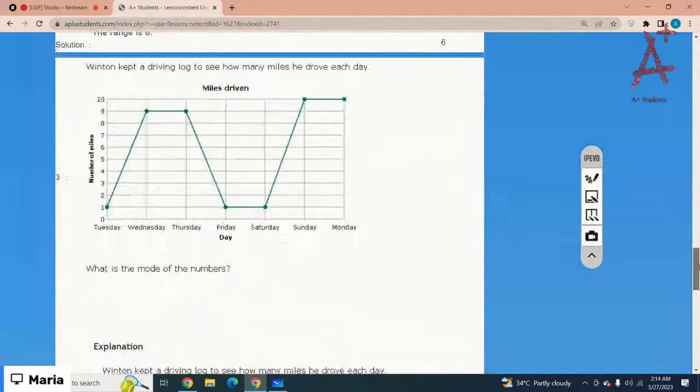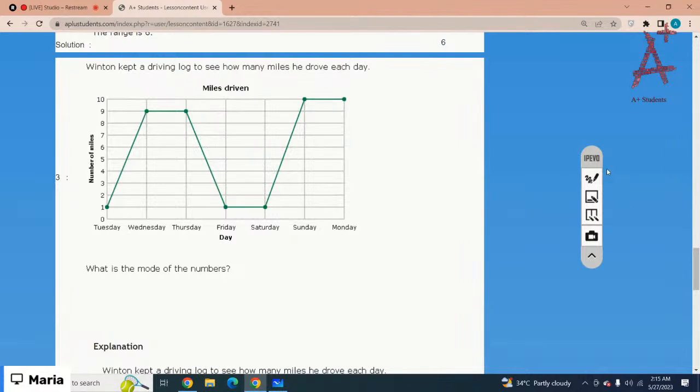Okay, the next one is, Winton kept a driving log to see how many miles he drove each day. What is the mode of the given data? So how do you calculate the mode? Mode is the number that appears the most of the time in the data. Got it? So which number appears the most of the time?